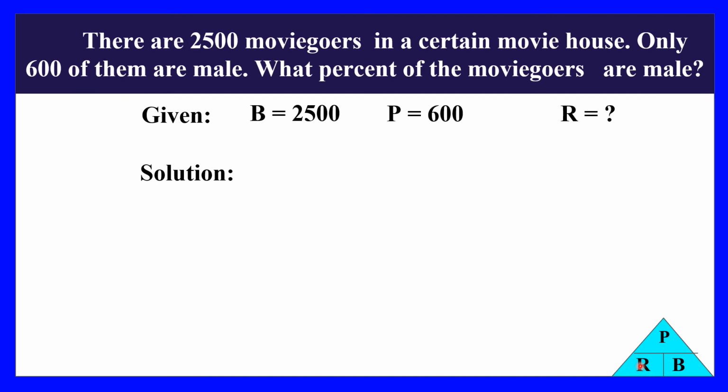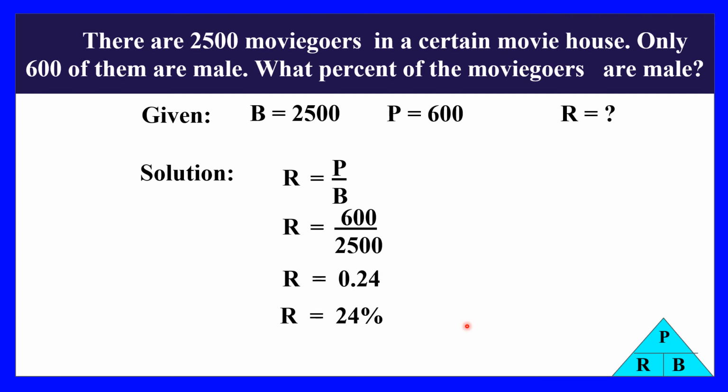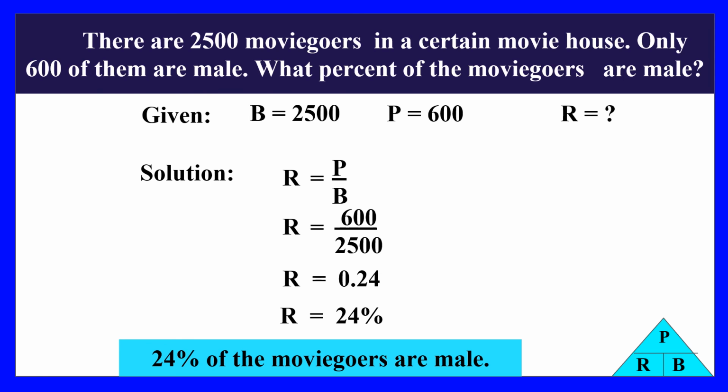So, gagamitin natin ngayon is P over B. So, rate is P over B. So, palitan natin ito. This is 600 at ang base is 2,500. Okay? And then, solving for it, you get 0.24. Okay? Now, dahil rate ang hanap, gagawin natin itong percent, di ba? So, para magiging percent, move ka ng isa, dalawa. Di ba? So, this is now 24%. Kasi rate ang nawala. Okay? So, 24% of the moviegoers are male.